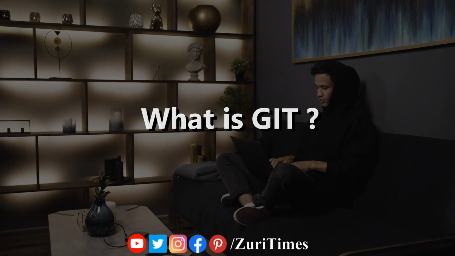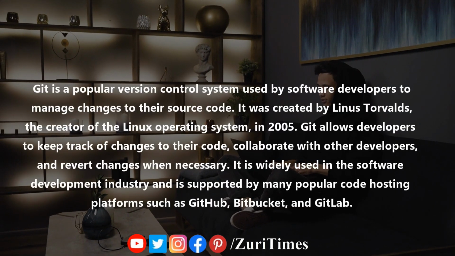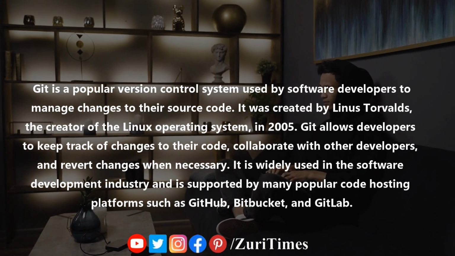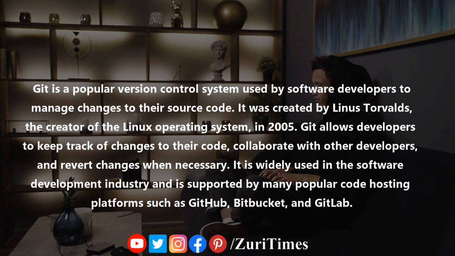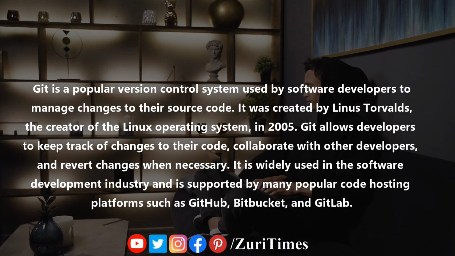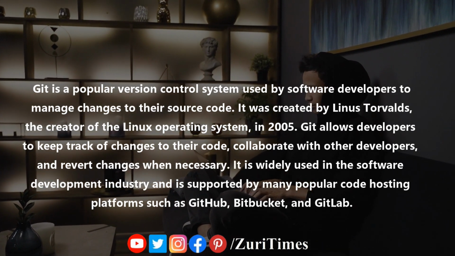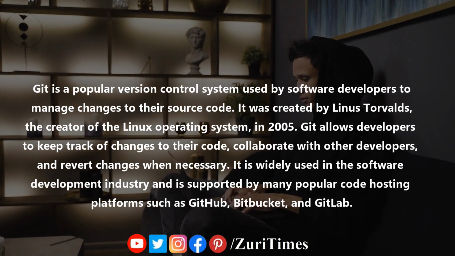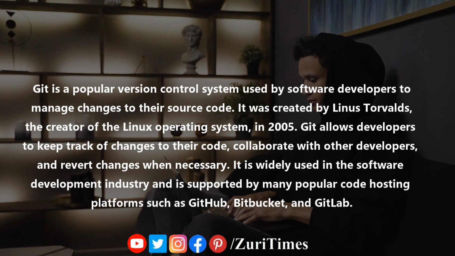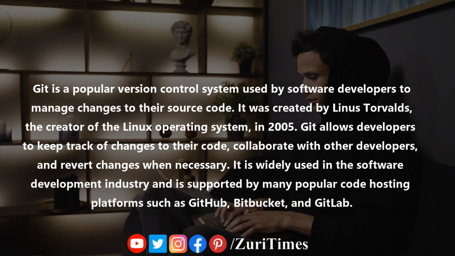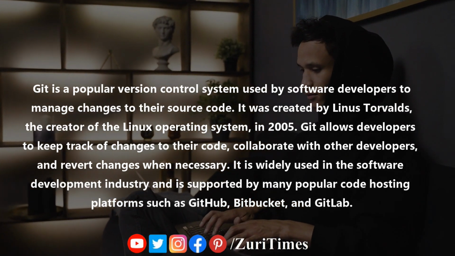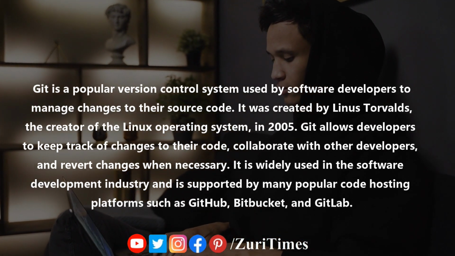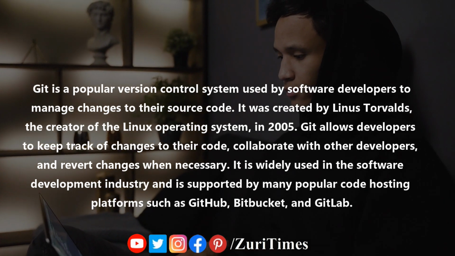What is Git? Git is a popular version control system used by software developers to manage changes to their source code. It was created by Linus Torvalds, the creator of the Linux operating system, in 2005. Git allows developers to keep track of changes to their code, collaborate with other developers, and revert changes when necessary. It is widely used in the software development industry and is supported by many popular code hosting platforms such as GitHub, Bitbucket, and GitLab.